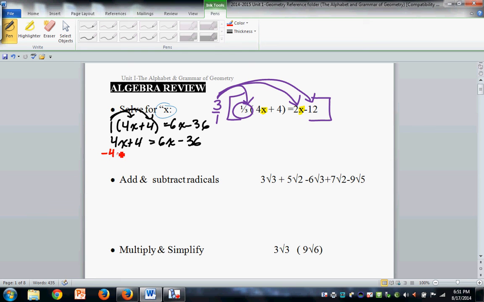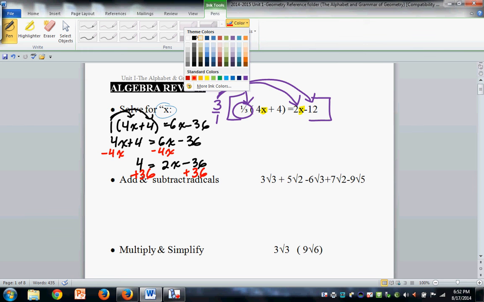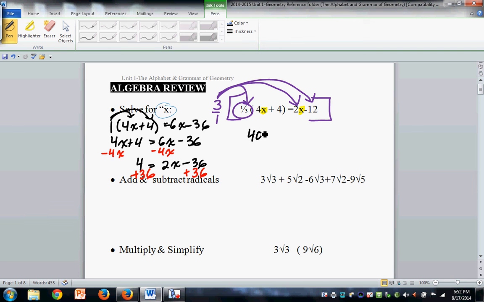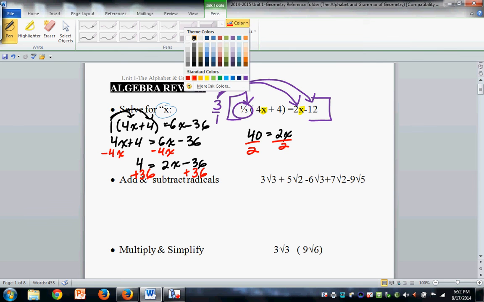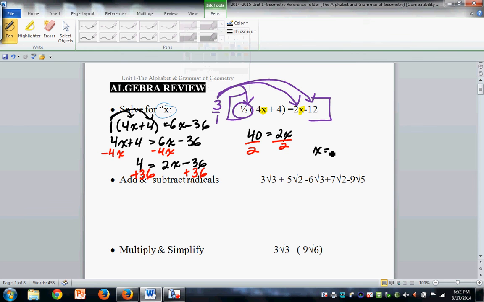I want to get my x's on one side, so I'm going to minus 4x. I end up with 4 equals 2x minus 36. Now I'm going to do plus 36 on both sides. 36 plus 4 is 40, so I have 40 equals 2x. Divide both sides by 2. I end up with x equals 20.